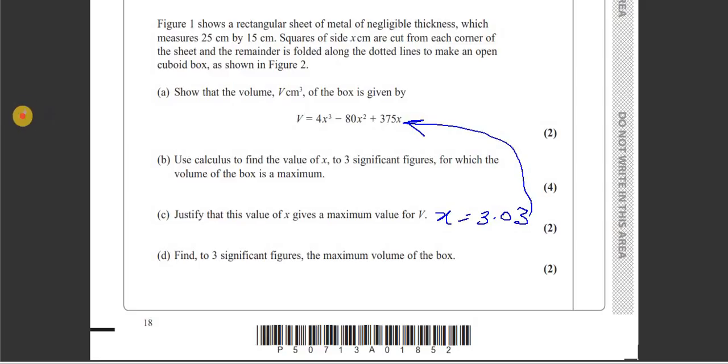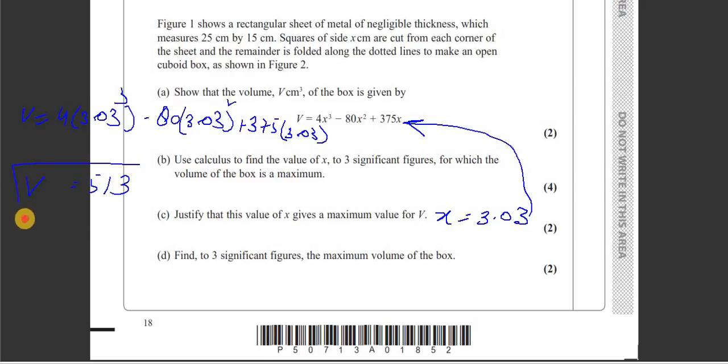So v is equal to 4 times 3.03 whole cube minus 80 times 3.03 whole square plus 375 times 3.03. When you solve this, your volume would be 513. You can say cubic unit.